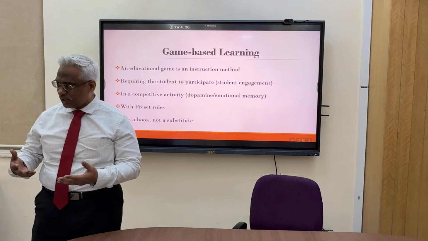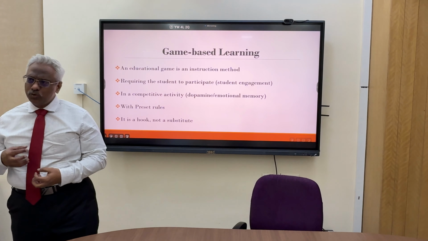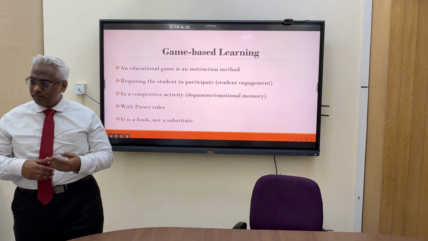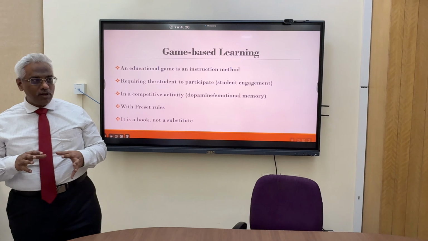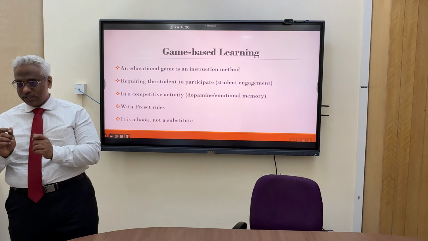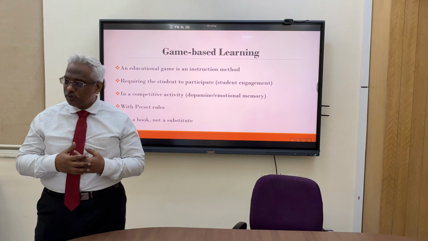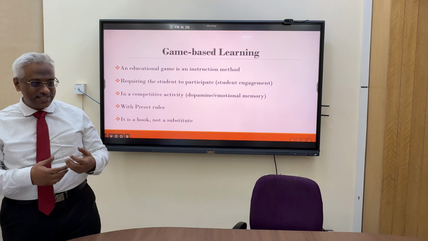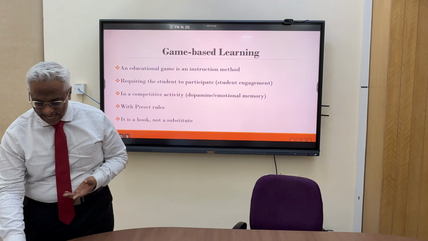And the benefit of an educational game is that the student now becomes an active participant. Earlier, you are taking a lecture, they are just passively listening. Here, they are contributing to the lecture. Usually, there is a certain amount of competition in each one of these games, so there is a certain incentive to perform. And usually, all these games are supposed to have preset rules. It's a hook. It's not a substitute. It's just to break the monotony of the lecture. You can't have only educational games all the time, or at least that has not been proven. What has been proven is to use it to make life interesting when the interest sags.